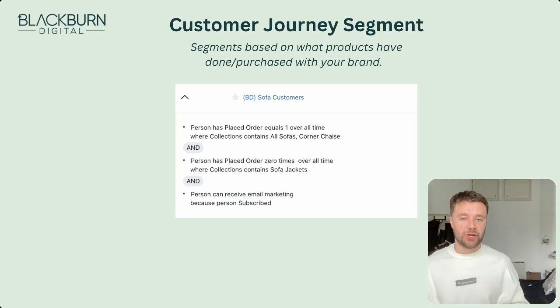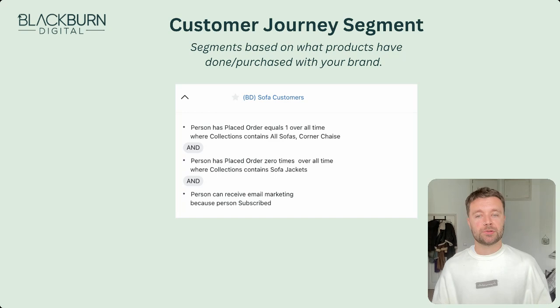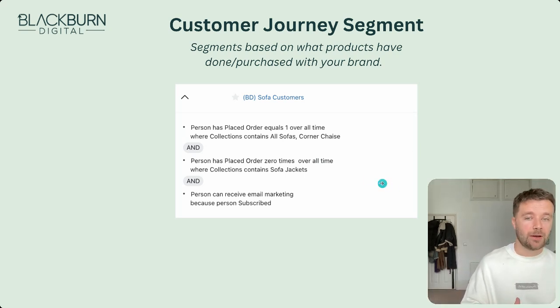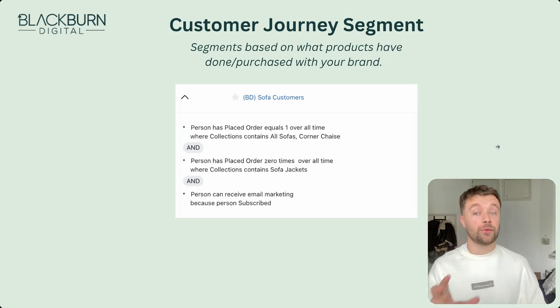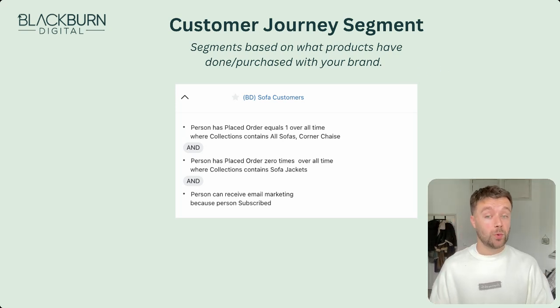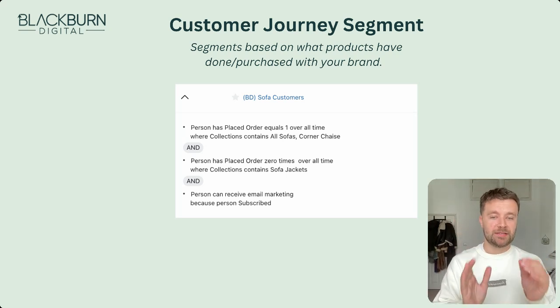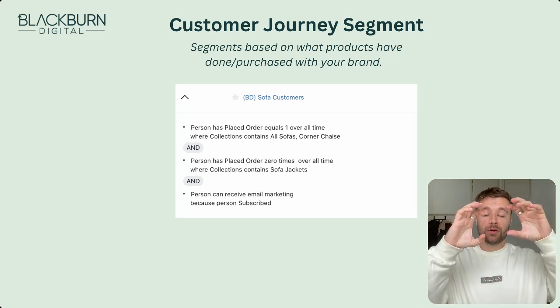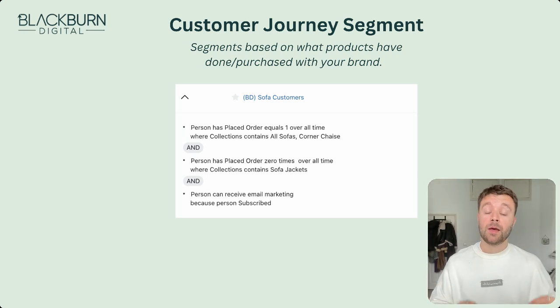And lastly, a customer journey segment. This segment could be based off of what products people have purchased with your brand, or what they have done on the website. In this example, we're using a sofa brand, and we've created a segment of person has placed order at least once over all time when they've purchased a sofa or a corner chaise, but they've placed zero orders over all time when it comes to a sofa jacket. So we know we want to see all the customers that have bought sofas but haven't bought a product that would actually complement their sofa.